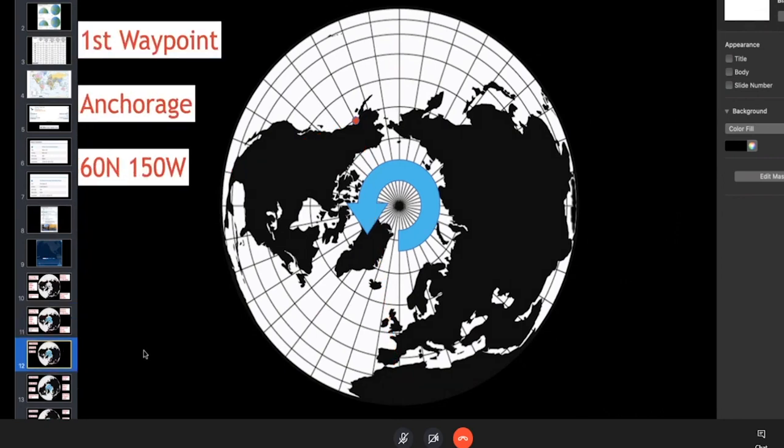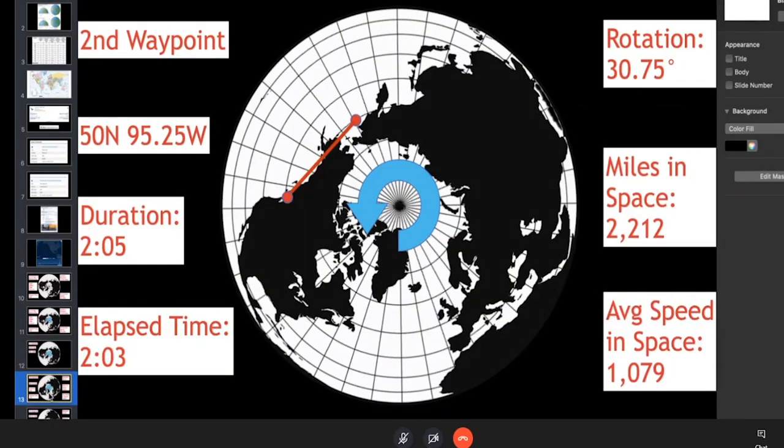First waypoint is obviously Anchorage at 60 north, 150 west. Our second waypoint, we rotated at about 31 degrees, is at 50 north. So there's going to be a waypoint at each latitude line that we cross down to 20 degrees north latitude. This took about 2 hours, and they went 2,212 miles through space, and their average speed in space was 1,079.